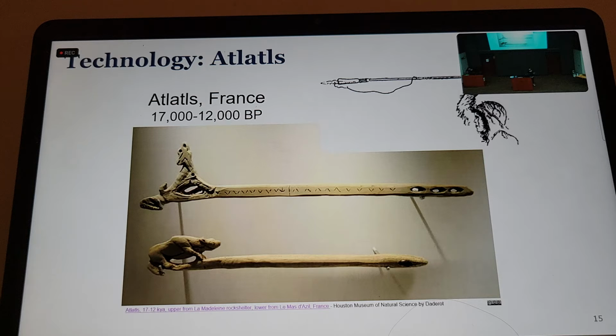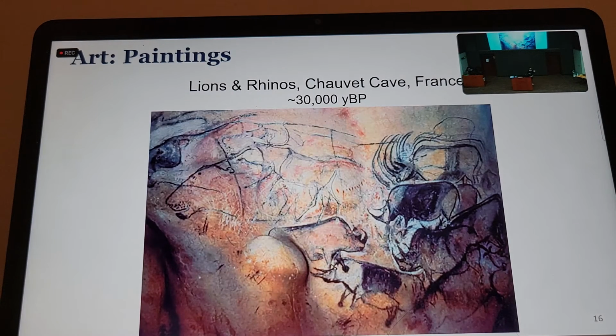In France and in other areas, we see evidence for the incorporation of the atlatl tool. And not only were anatomically modern humans making this spear thrower 17,000 years ago, that's what an atlatl is, but they were also decorating them, right? And then we have the classic art from the Upper Paleolithic, like from Chauvet Cave at 30,000 years ago, where apparently lions and rhinos and all sorts of big animals roamed the landscape, because they're depicted here.